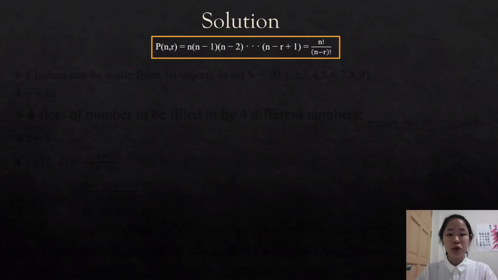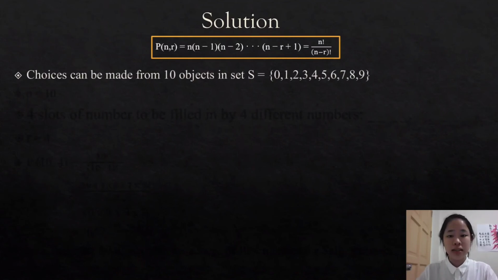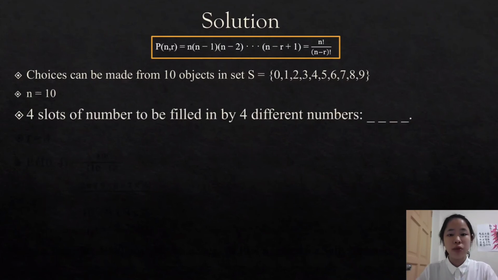Next, let's have a look at how to solve our question by using permutation. The formula of permutation is n factorial divided by n minus r factorial, where n refers to the number of objects in a set. For our case, since there are 10 numbers in set S, n equals 10. r refers to the number of objects which will be chosen from set S. Since we have 4 different slots to be filled by 4 different numbers, we will need to choose 4 numbers. So, r equals 4.